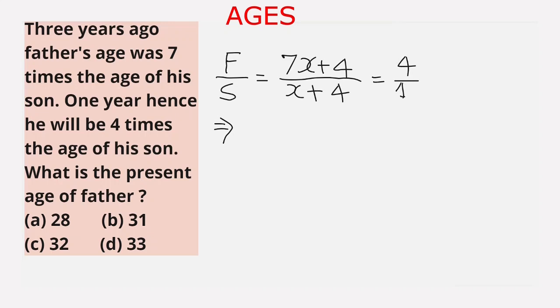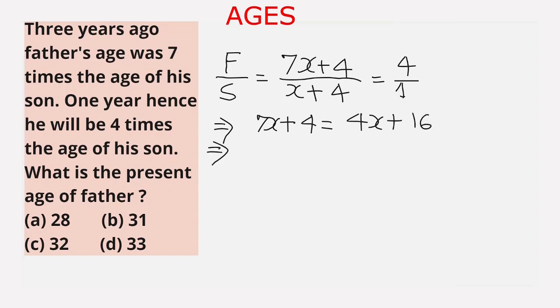From here we solve the value of x, and then we will find the value of father's age 3 years ago, that is 7x, and then we will add 3 to it to get our answer. By cross multiplication we get 1 times 7x is 7x plus 1 times 4 is 4, equal to 4 times x is 4x plus 4 times 4 is 16.